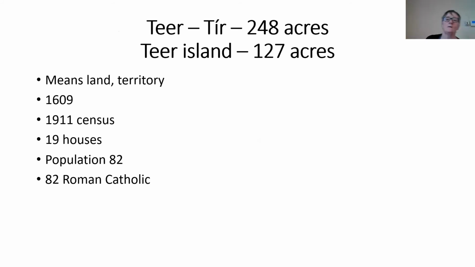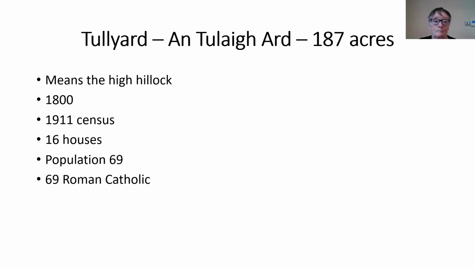Tyr is 248 acres, and Tyr Island right beside it, 127 acres. So Tyr means land or territory. And this one was early on the map in 1609. In the 1911 census, having 19 houses, a population of 82, and 82 of those Roman Catholic.